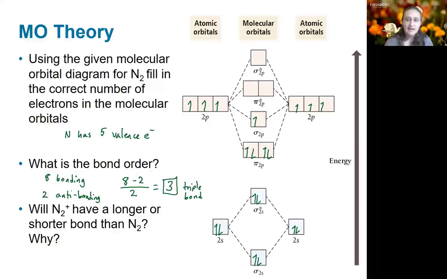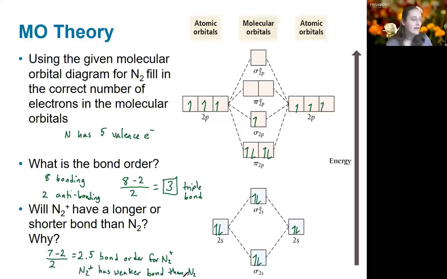What this means is that I can calculate the bond order for N2 plus, which would have 7 bonding electrons, 2 antibonding electrons, and I divide that by 2, so I get a bond order of 2.5. This means that N2 plus is going to have a smaller bond order and therefore a weaker bond. And the weaker bond is also going to correspond to a longer bond. So N2 plus would have a longer bond because it's weaker.